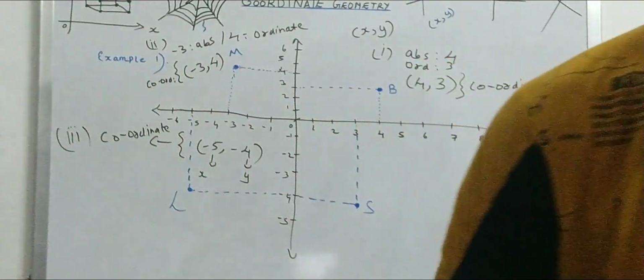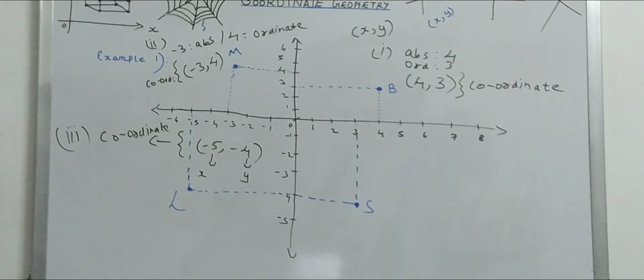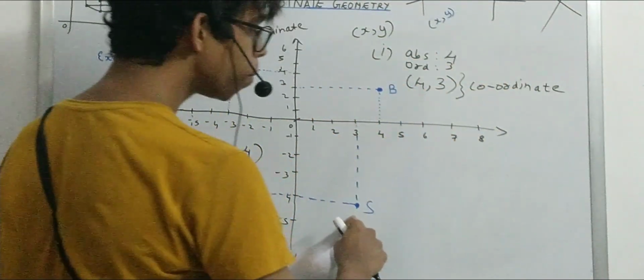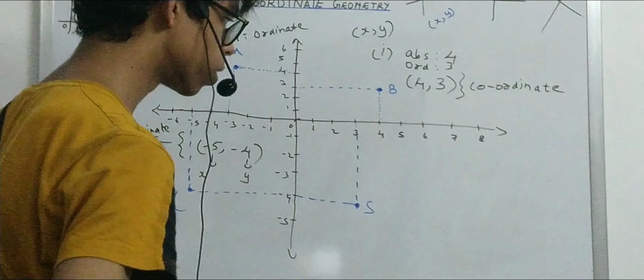So you can write it like this: the x coordinate and y coordinate of the point L are minus 5 and minus 4 respectively. Hence the coordinates of L are the ordered pair minus 5 comma minus 4. I hope it is clear. Now the fourth one is the x coordinate and y coordinate of the point S. Now they are asking you for the point S. So you can see it lies over here.